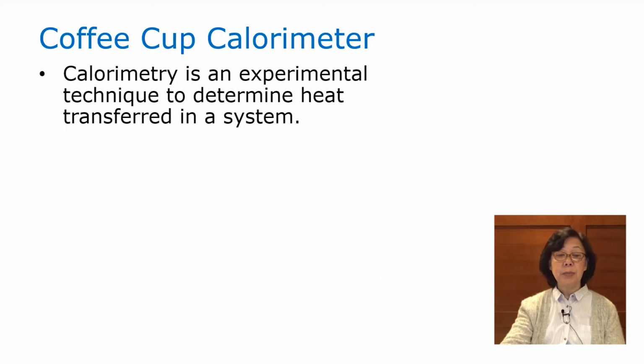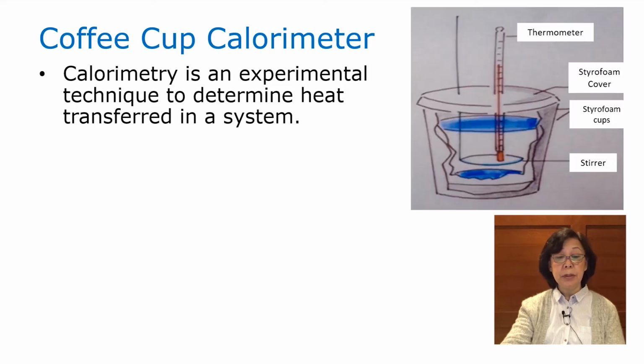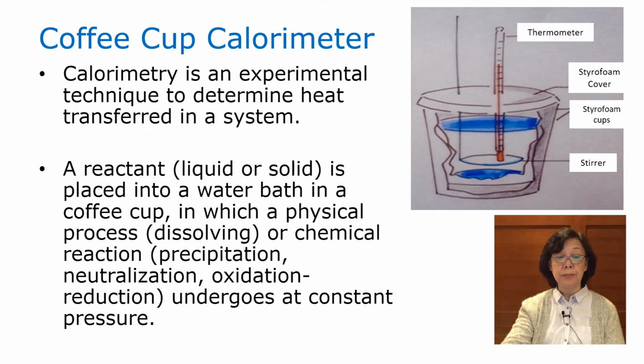Calorimetry is an experimental technique to determine heat transfer in a system, and oftentimes we call it a coffee cup calorimeter. You notice that we have a styrofoam cup, probably double layered, to contain the chemical reaction. This is covered with a lid to prevent heat loss. We have a stirrer to ensure temperature is the same throughout the solution, and a thermometer to measure the temperature increase or decrease in the solution.